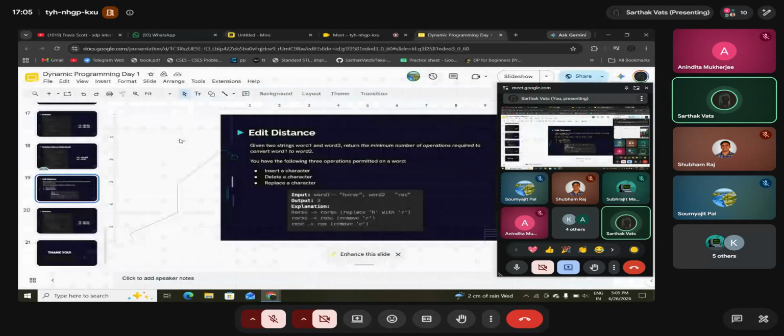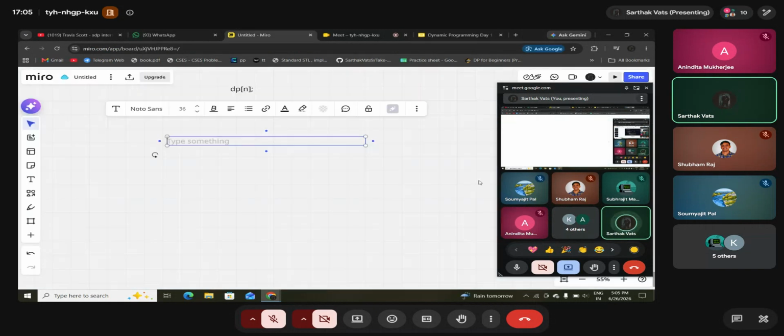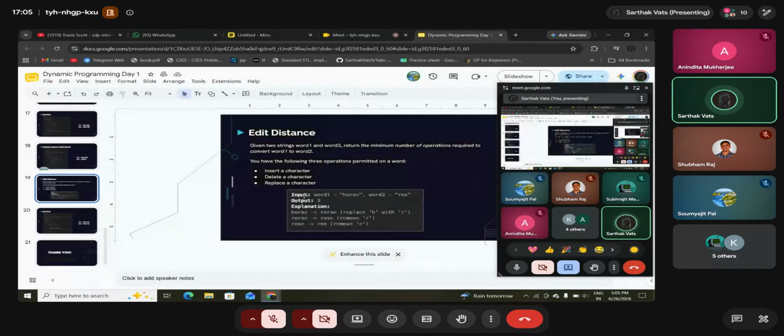So what we need to do in edit distance is, we are given two strings, word one and word two. And we need to return the minimum number of operations that are required to convert word one to word two. And what are the operations? There are three permittable operations that we have. We can either insert a character, delete a character, or replace a character.